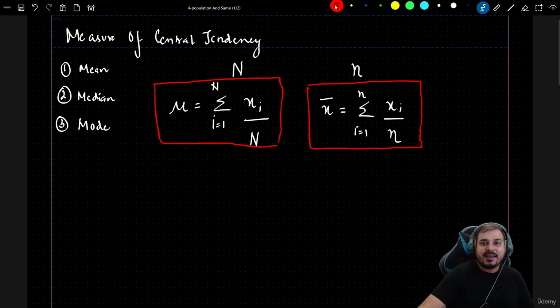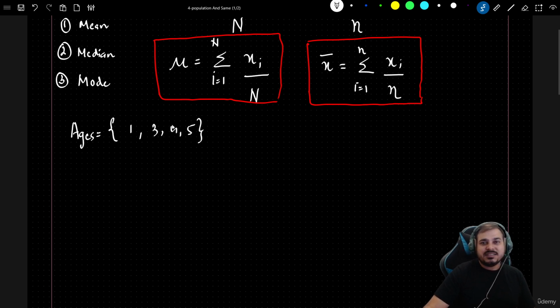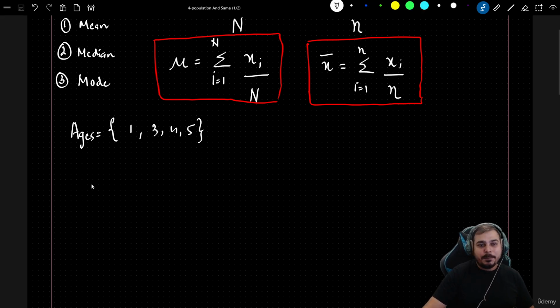Now let's take a very good example and try to solve it. I'm going to consider a variable called age. Suppose in this age I have different values like 1, 3, 4, 5. This may be the population or sample. Usually a population is not of such small size, so I'm just giving a basic example with small data. If I want to find the mean, I will write mu is equal to summation of i equal to 1 to capital N, or 1 to small n.